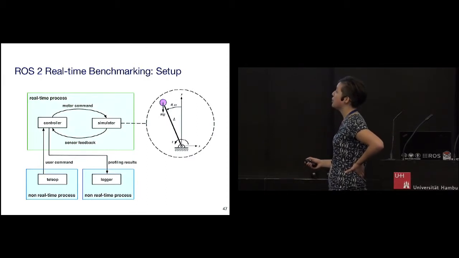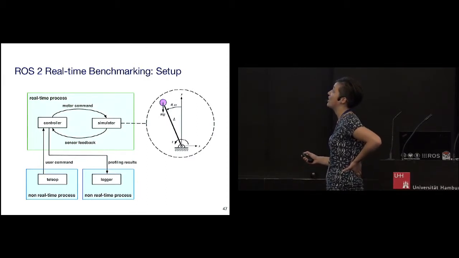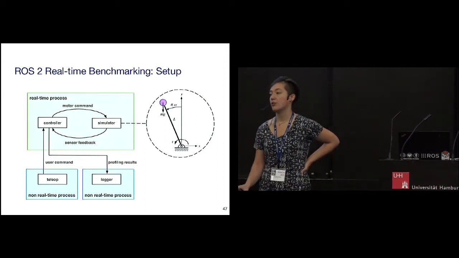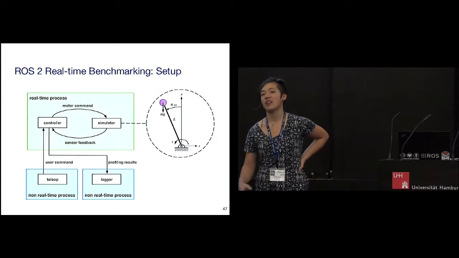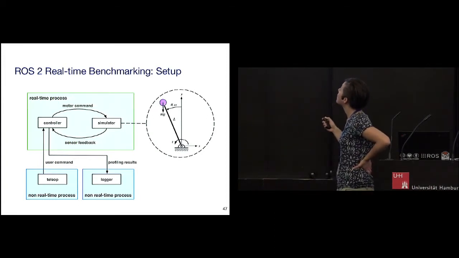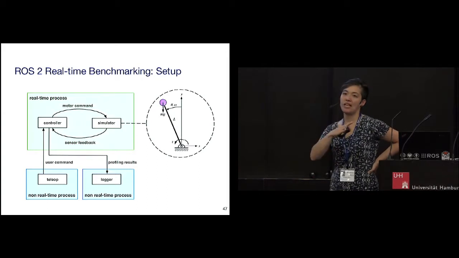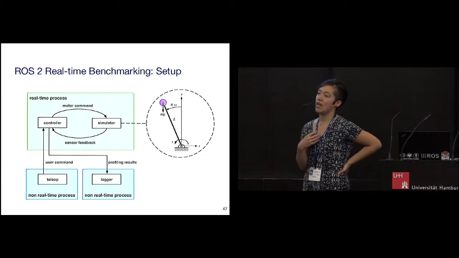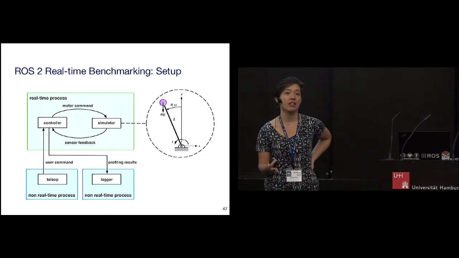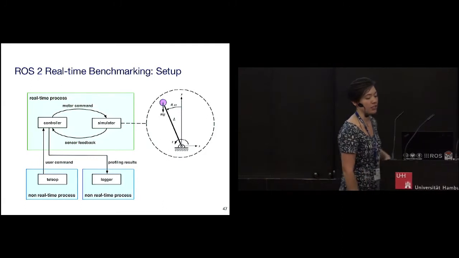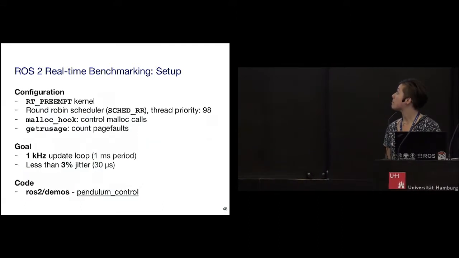We also have two non-real-time processes that are interacting with the real-time process. One for teleop, so if the user wanted to type in a command, an angle for this pendulum to balance itself at. And we have a logger, which does operations I said were non-real-time safe, like console output and recording all the benchmarking results to hard disk.